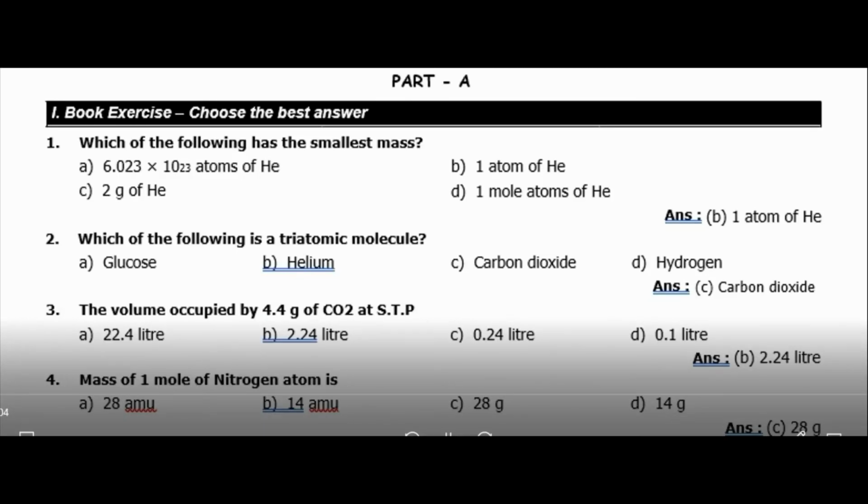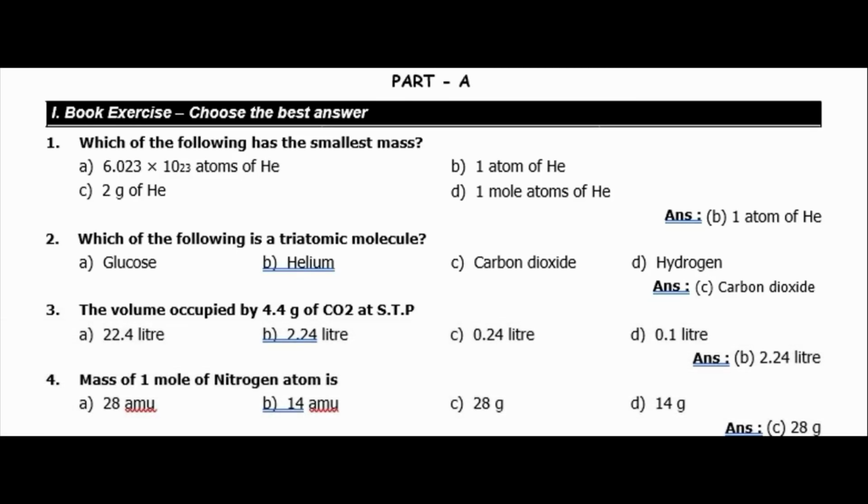Have a revision on the 7th book back exercise questions with answers. First, Roman letter one, choose the best answer. First question. Which of the following has the smallest mass? The answer is one atom of helium. Second, which of the following is a triatomic molecule? The answer is carbon dioxide.